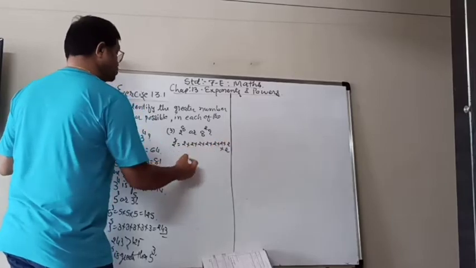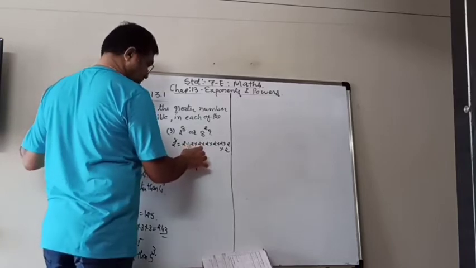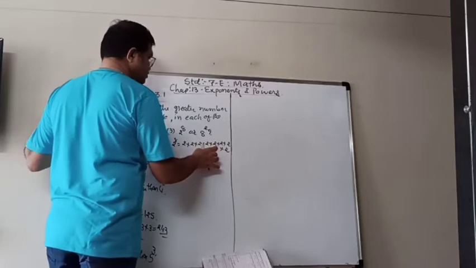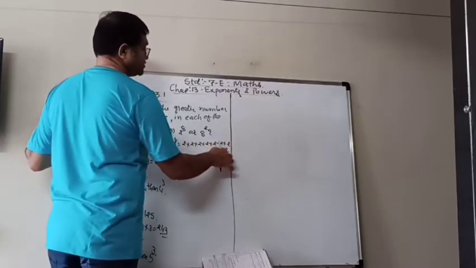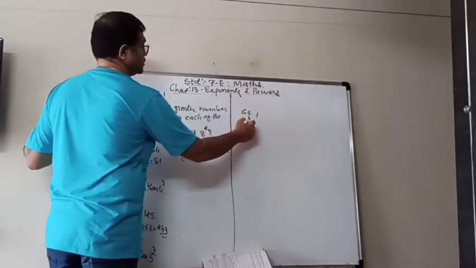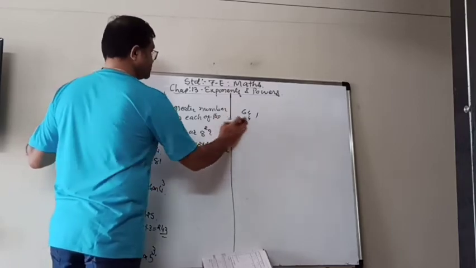We have to multiply 2 eight times. 2 2s are 4, 4 2s are 8, 8 2s are 16, 16 2s are 32, 32 2s are 64, and 64 multiplied by 4. So the answer is 256.